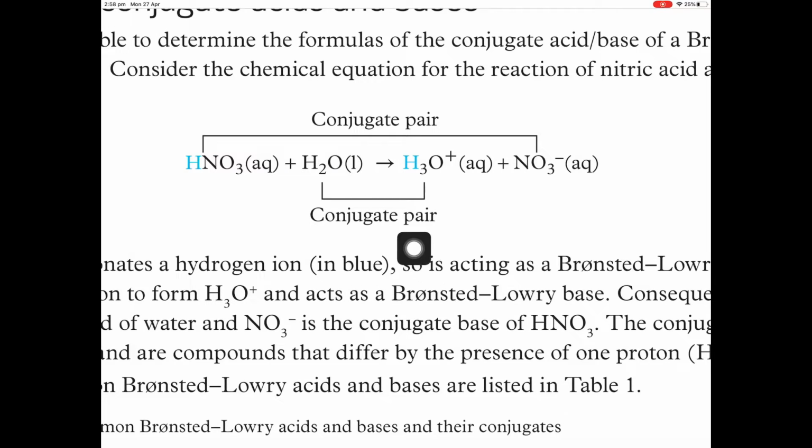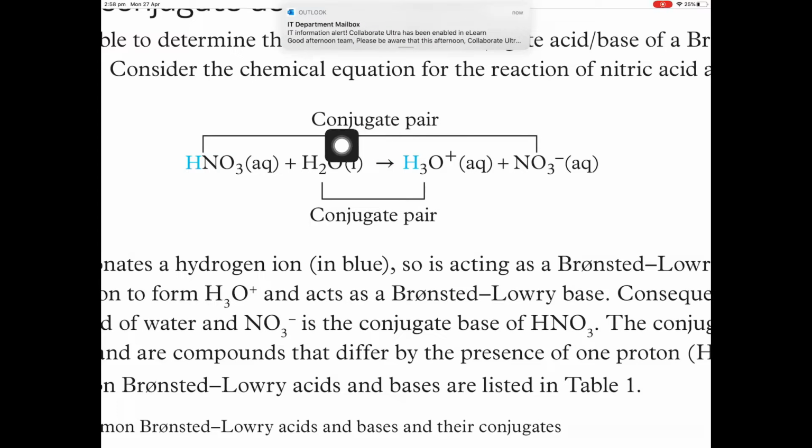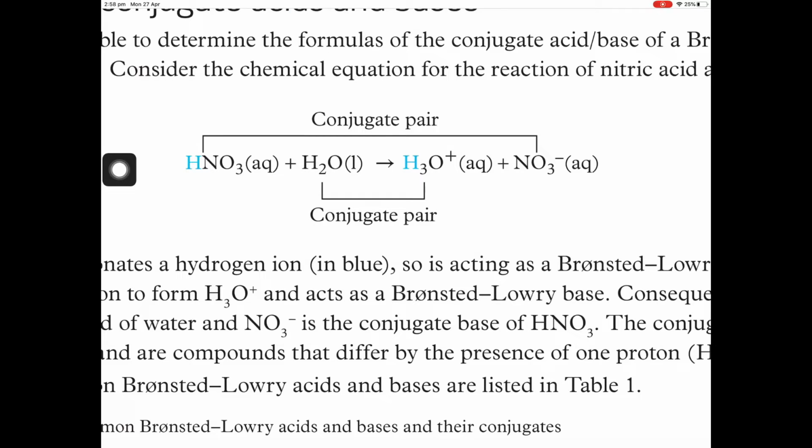pairs anyway. Oh, and by the way, conjugate is a word that means join. So if you're tricked up by the word conjugate, don't. It simply means join. For example, in this acid-base reaction, this one here is nitric acid. Aqueous nitric acid reacts with liquid water, just dissolves in water to produce a hydronium ion.